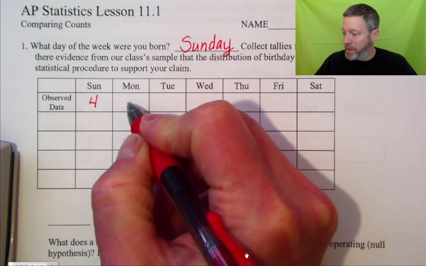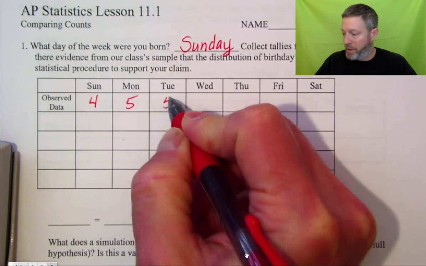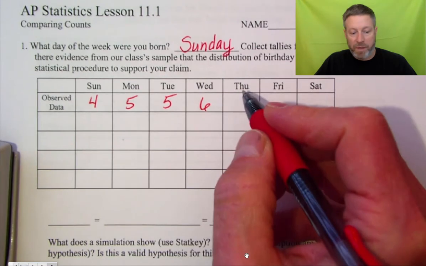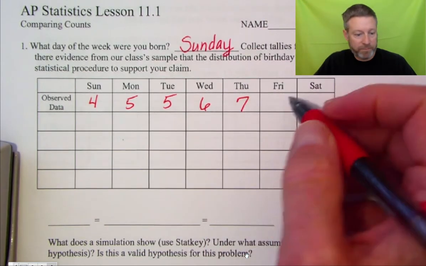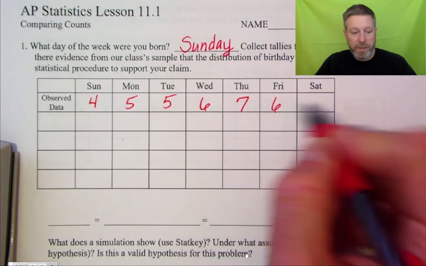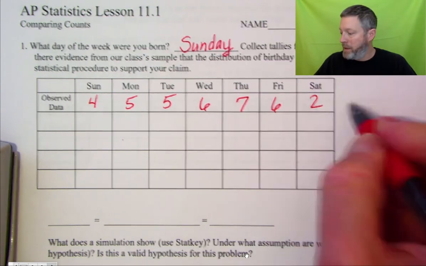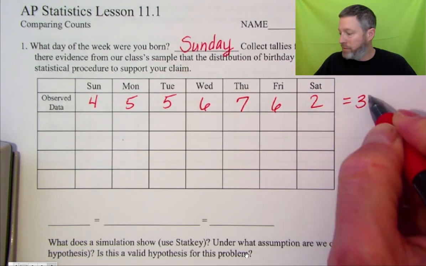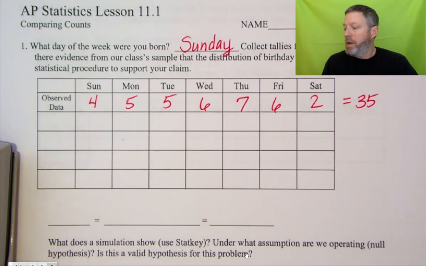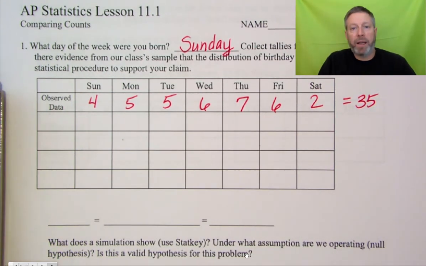4 were born on Sunday, 5 Monday, 5 Tuesday, 6 Wednesday, 7 Thursday, 6 Friday, and 2 on Saturday, for a grand total of 35 students. So that would be just the data, and any sort of categorical problem where you're counting things, counting how many things in a category, whole numbers is what would be expected, then this might be an opportunity to do what's called a chi-square test.